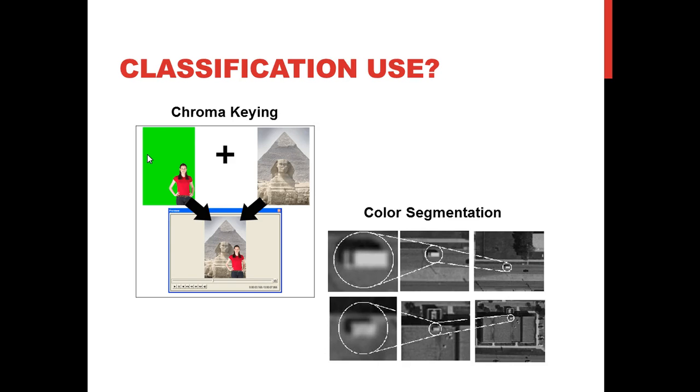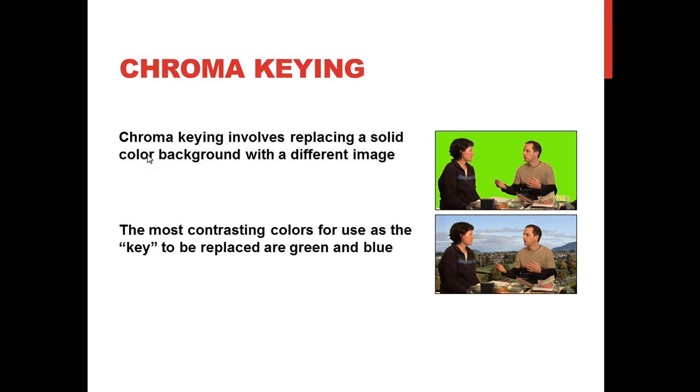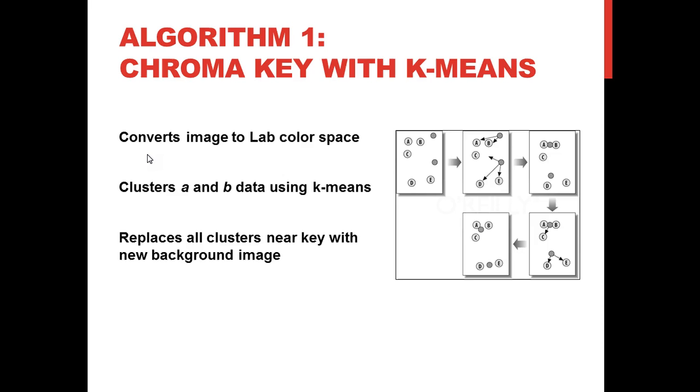So the 2 ways that I used classification were for chroma keying and color segmentation. Chroma keying is where you have a background of a single color that's called the key, and you replace every pixel with that color with a different background. So the first way I used to determine the key was to use k-means on LAB space.